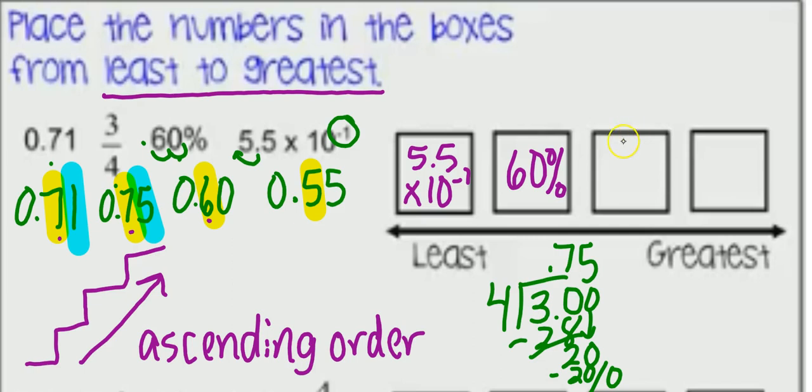So I'm going to list 0 and 71 hundredths here. And then our last number is 3/4.